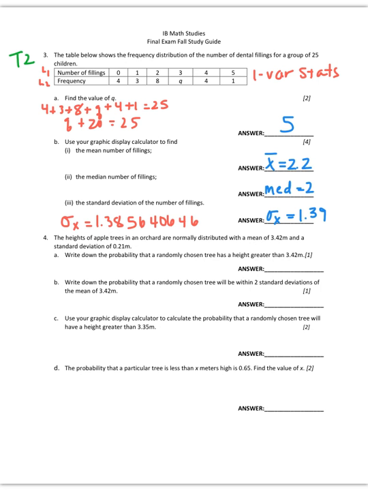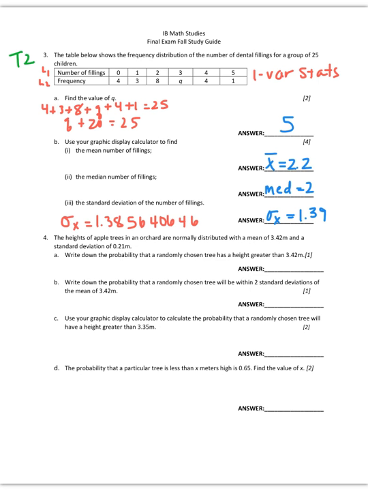So part A asks you, what is Q? Well, we know there's 25 total students, or 25 total children. So if you add all these up, it has to be equal to 25. So if you add them all up, you end up with Q plus 20 equals 25. So that means Q is equal to 5.